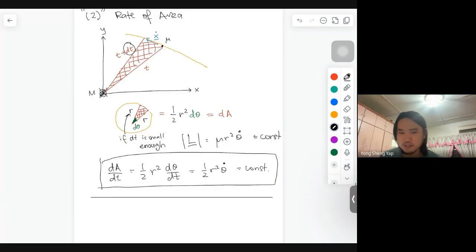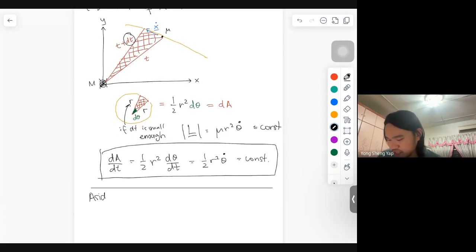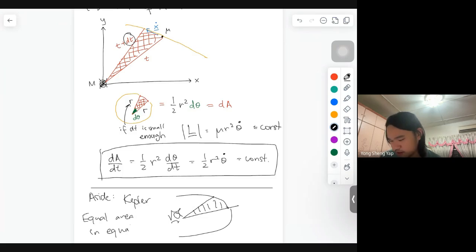So just an aside, if you have heard about Kepler, Kepler has laws governing the motion of planets around the sun. In his work, he talks about how the planet always draws out equal area in equal time. Basically, what Kepler was saying is that the planets draw out equal areas in their orbit in the same amount of time.